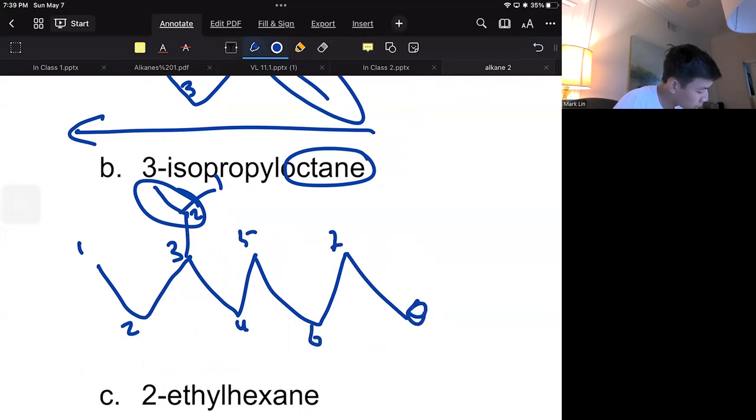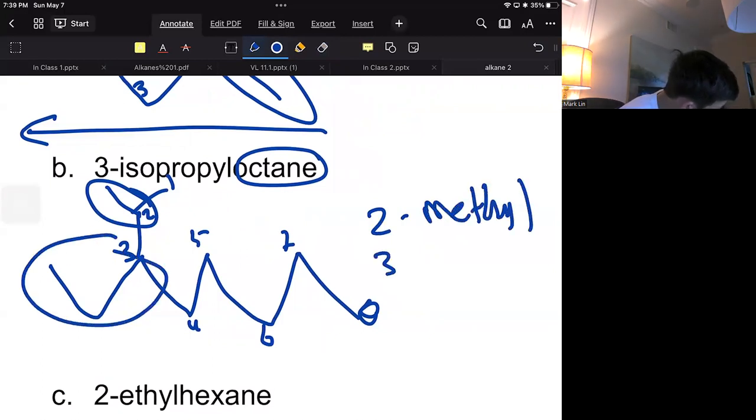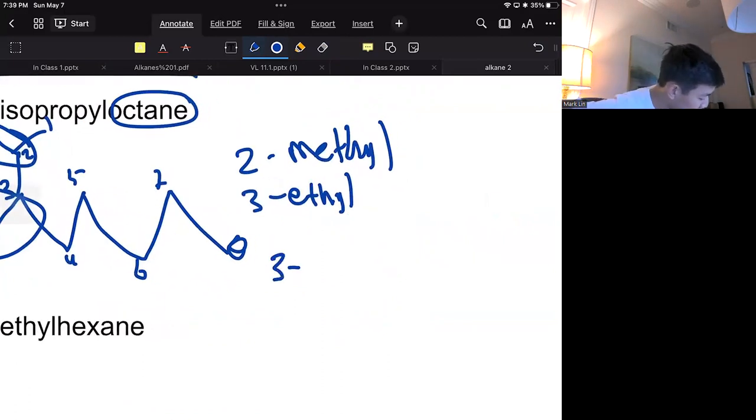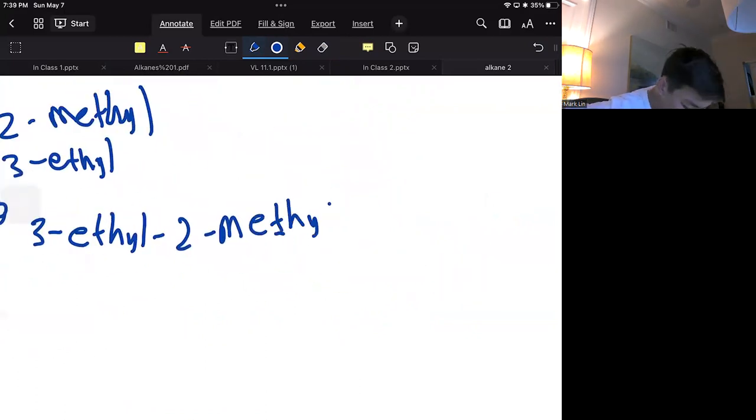So numbering them out, we can just solve it right now. At number 2, there will be a methyl. At number 3, there'll be an ethyl. And then we can write this out. E comes before M, so you write that first. So 3-ethyl, 2-methyl octane.